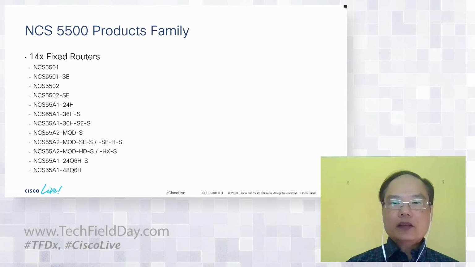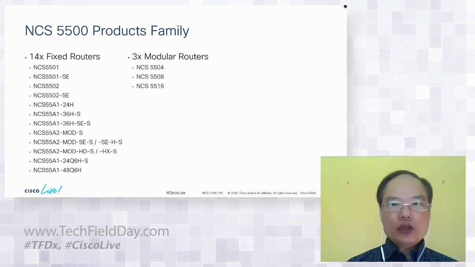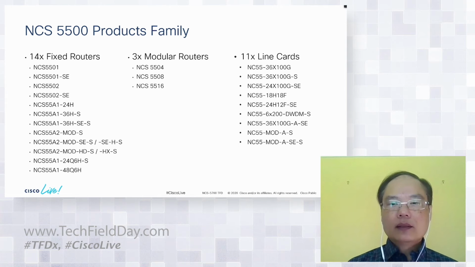This family now has 14 fixed chassis from 1 RU to 2 RU, and 3 modular chassis with 4, 8, 16 slots, and 11 line cards today, 9 of them based on Jericho and Jericho Plus, and 2 of them will be introduced today based on Jericho II.